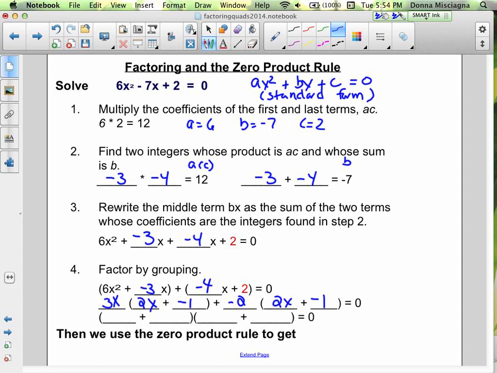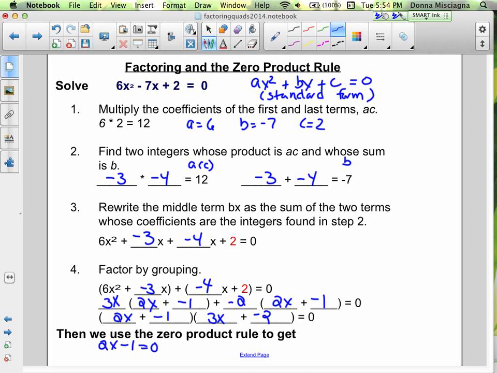Now we see we have a matching 2x minus 1. We have to have that common binomial, and it's got to match. So one of our factors is 2x minus 1, and what we pulled out, 3x minus 2, is the other factor. This is just like we did before, nothing different. We have one more step, and that step is to set our factors equal to 0 and solve. So we're using the zero product rule. We have 2x minus 1 equals 0.